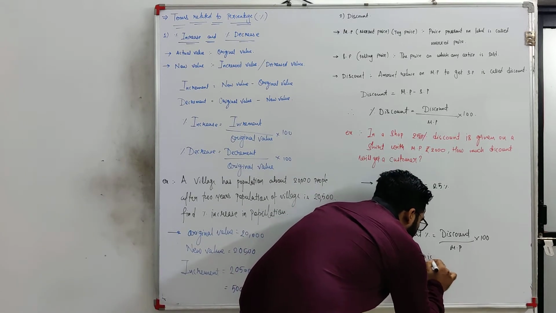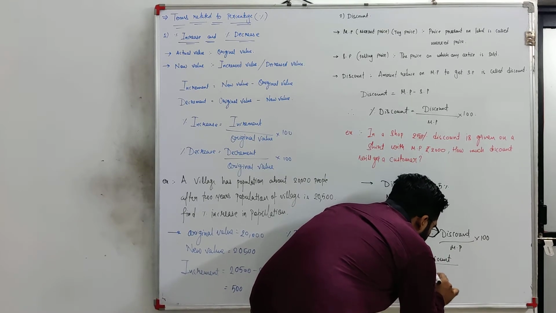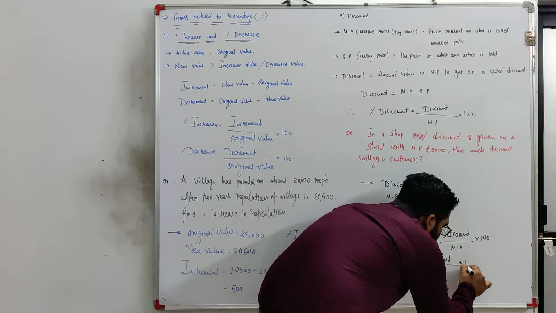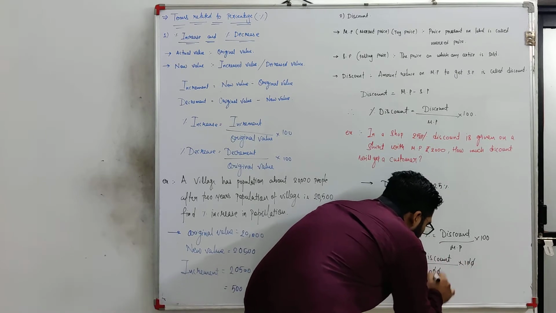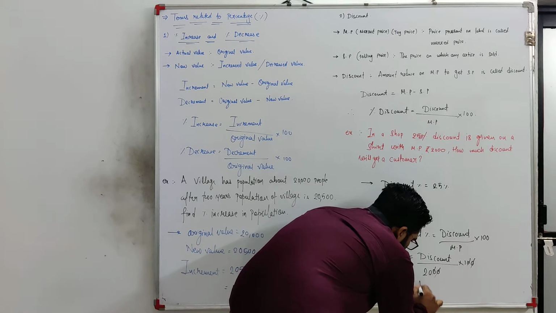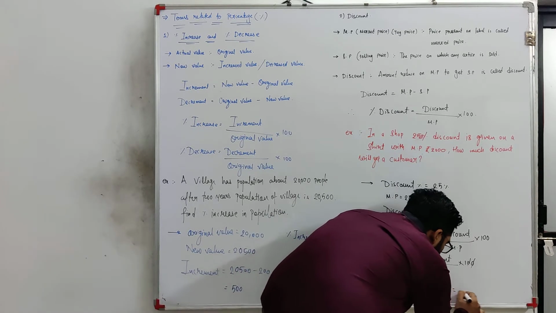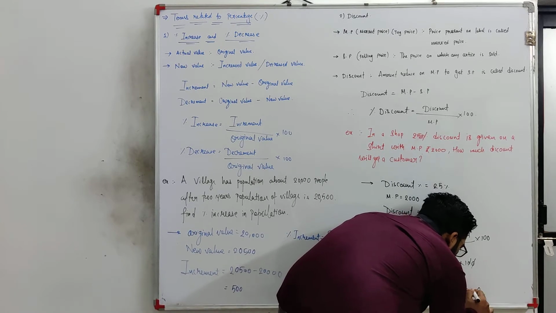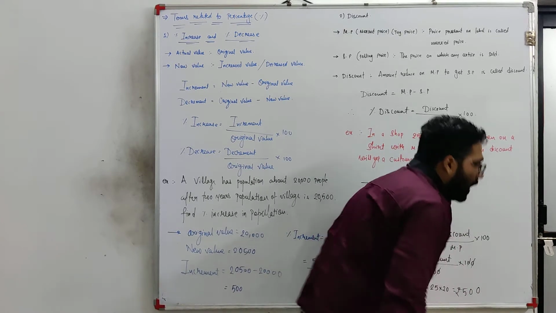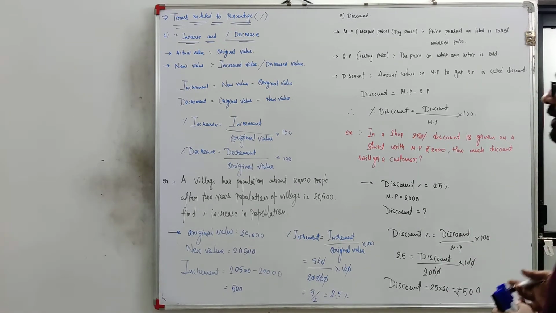In place of the percent, I want to find the discount. The mark price is 2000 into 100, zeros cut. So discount is equal to 25 into 20. So the shopkeeper gives 500 rupees discount to the customer on one shirt. So this is the way.